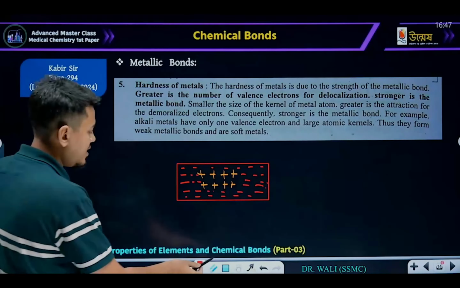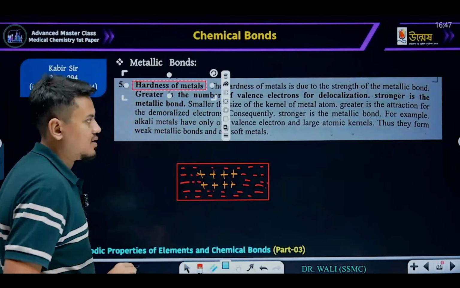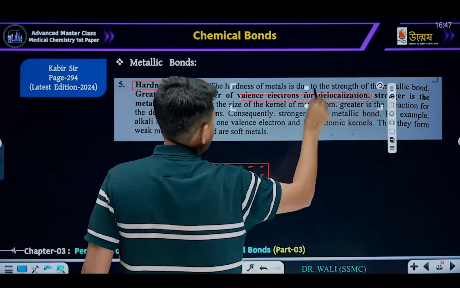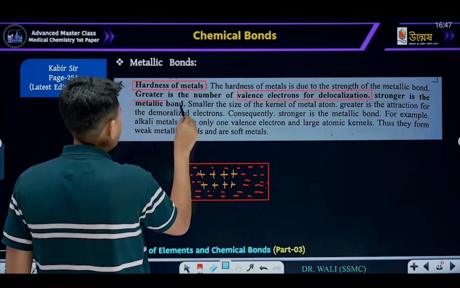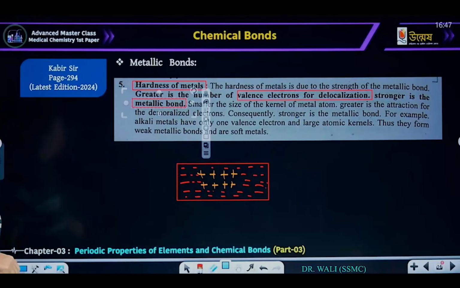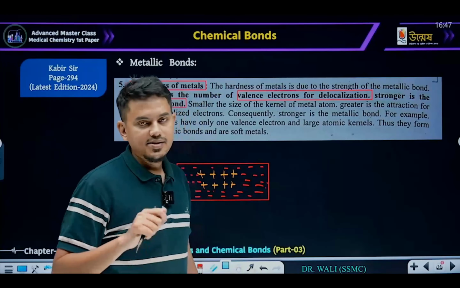Now, another property of metallic bond is the hardness of metal. Metals are hard. The greater the number of valence electrons for delocalization, the stronger the metallic bond. This is also important, and it is also crucial for the change in melting and boiling point of metals in the d block. It is due to their valence electrons.